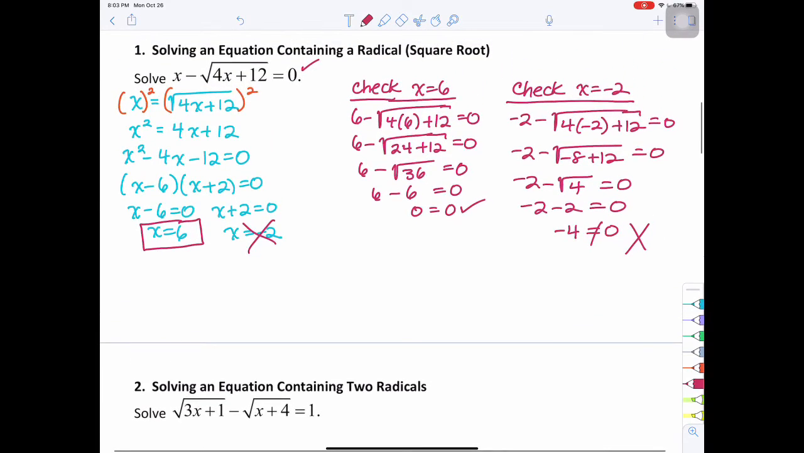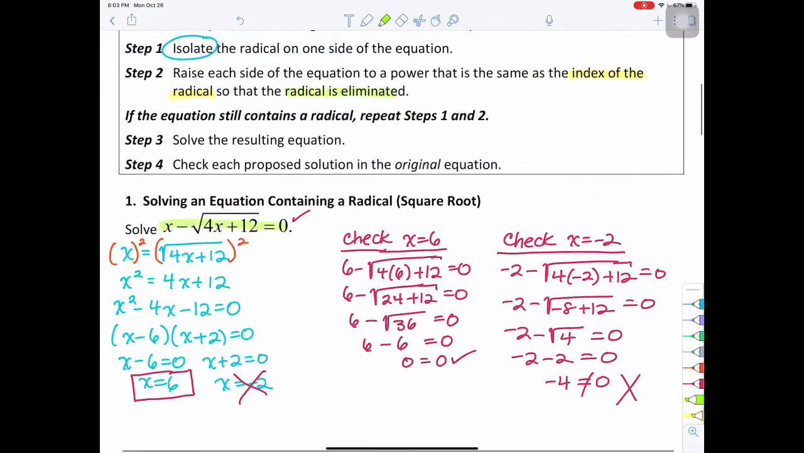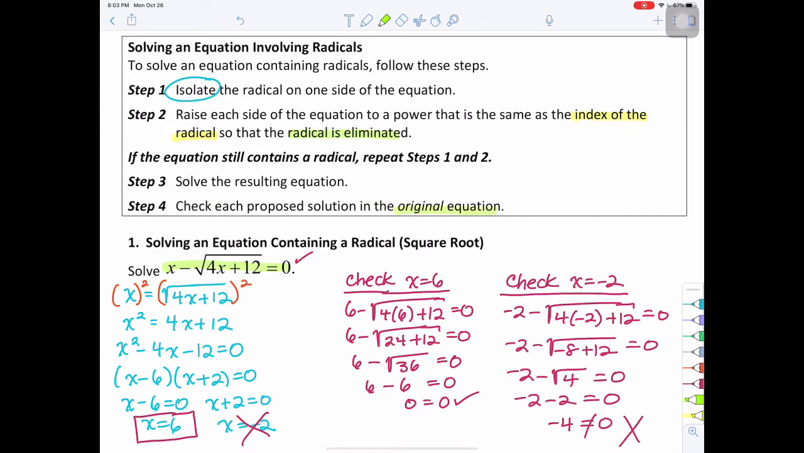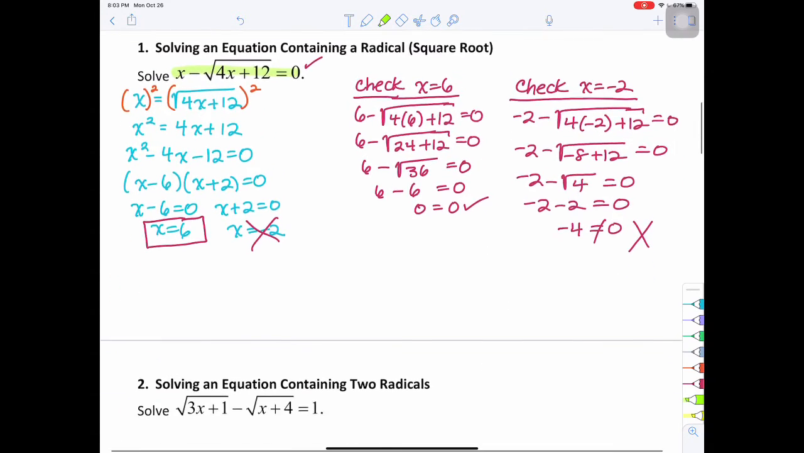I want to make sure I mentioned that we always go back into our original equation. That's where we check those. Oh, I wrote it right here. So check each proposed solution in the original. It can't be one of these that you've manipulated or changed up. It has to be the one that you started with.